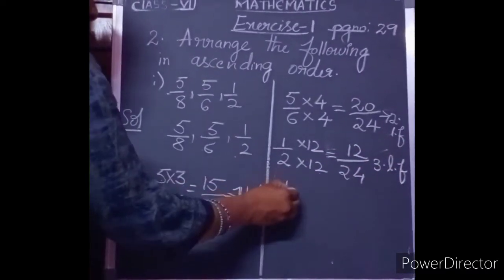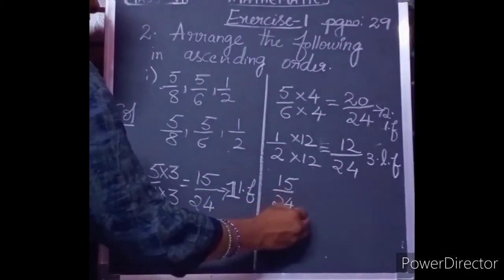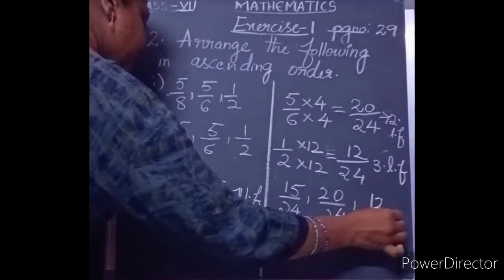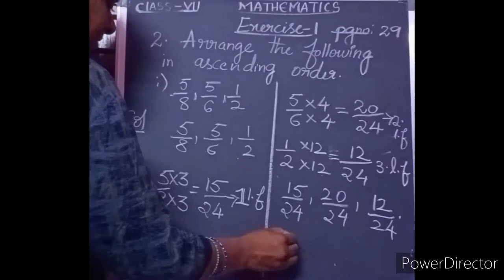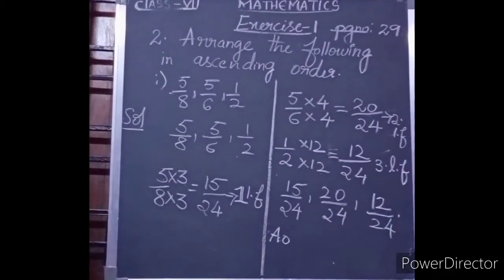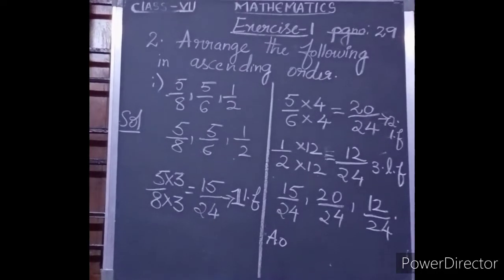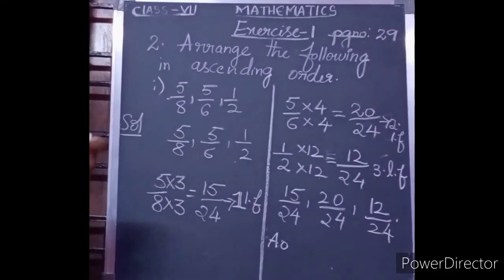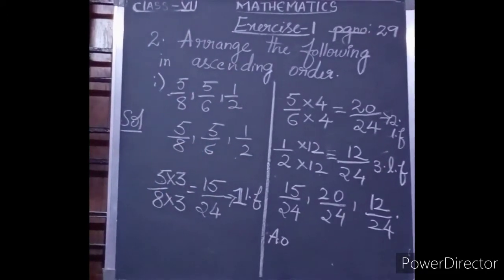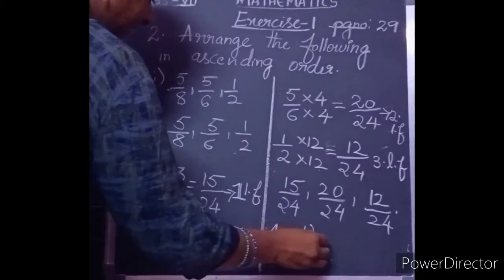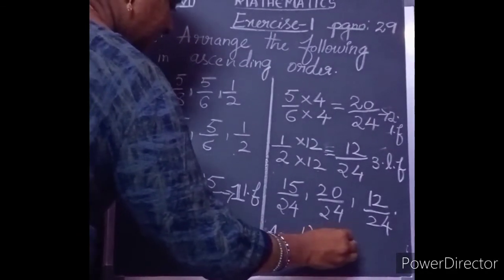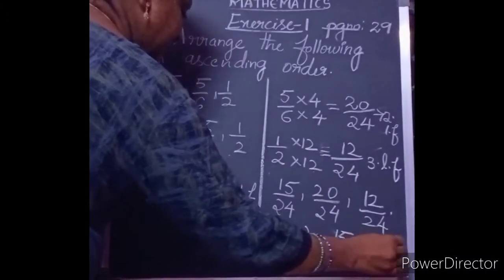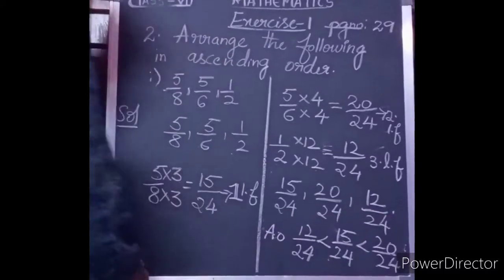So what are the like fractions we got? 15 by 24, 20 by 24, 12 by 24. Now we have to arrange them in ascending order. What is meant by ascending order? Arranging of numbers from smallest to biggest. Which is the smallest among them? All the denominators are same here. All are like fractions. Now we can find which one is the smallest one. So 12 by 24. Next 15 by 24. Next 20 by 24.